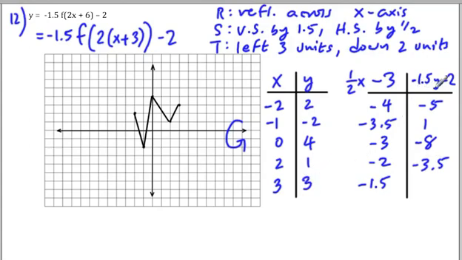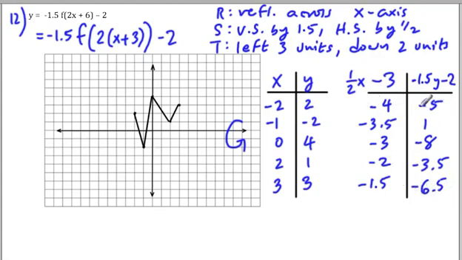And finally, 3 times negative 1.5 is negative 4.5. Negative 4.5 minus 2 is negative 6.5. Sorry, I was right the first time. 3 times negative 1.5 is negative 4.5. Negative 4.5 minus 2 is negative 6.5. Now all we have to do is just plot these.